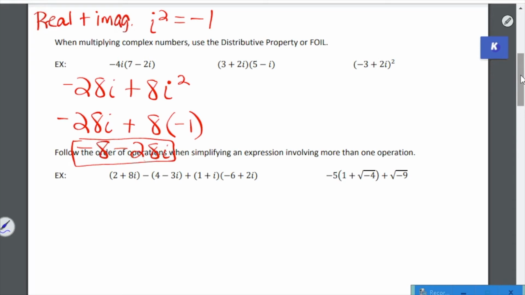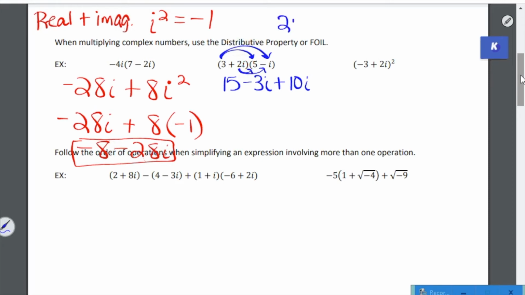The next one is a binomial. So we're going to distribute the 3 through the parentheses. So let's go ahead and do that. 3 times 5 is 15. 3 times negative i is just negative 3i, just like if it were an x. And then I'm going to distribute the 2i through the second parentheses. 2i times 5 is positive 10i. And then 2i times negative 1i.